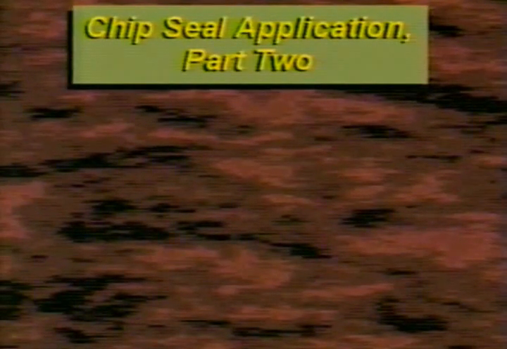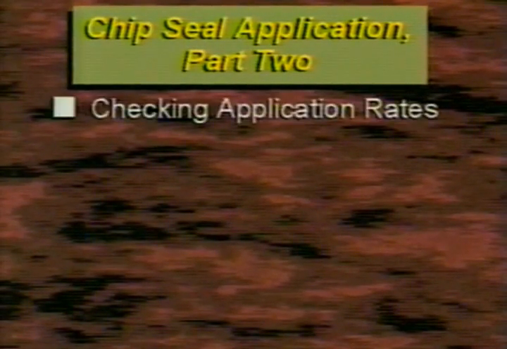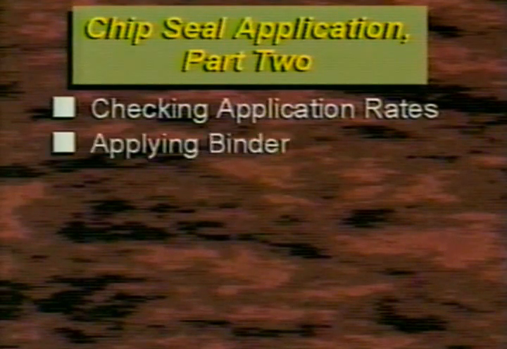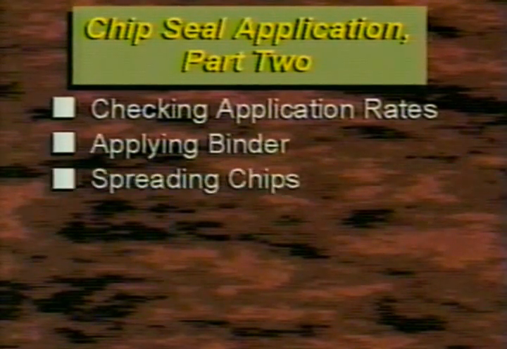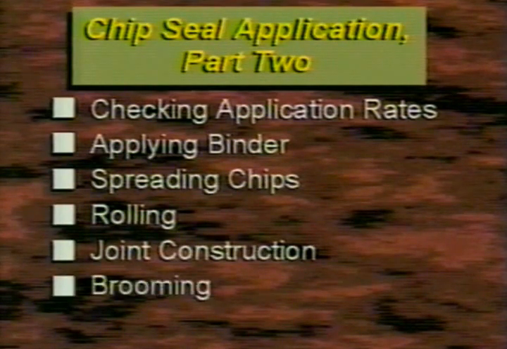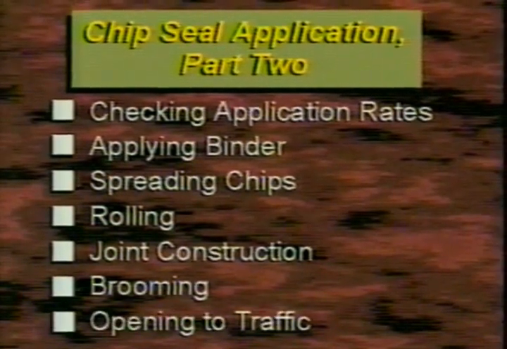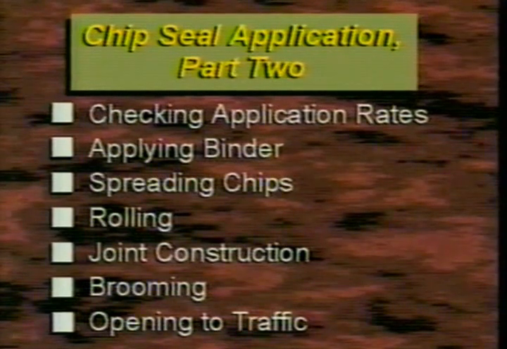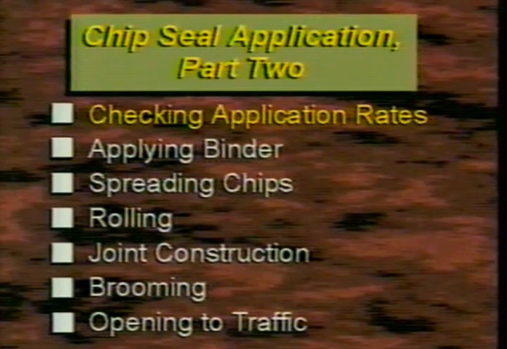Here in Part 2 of chip seal application, we'll look at checking application rates, applying binder, spreading chips, rolling, joint construction, brooming, and opening to traffic. So let's start with checking application rates.